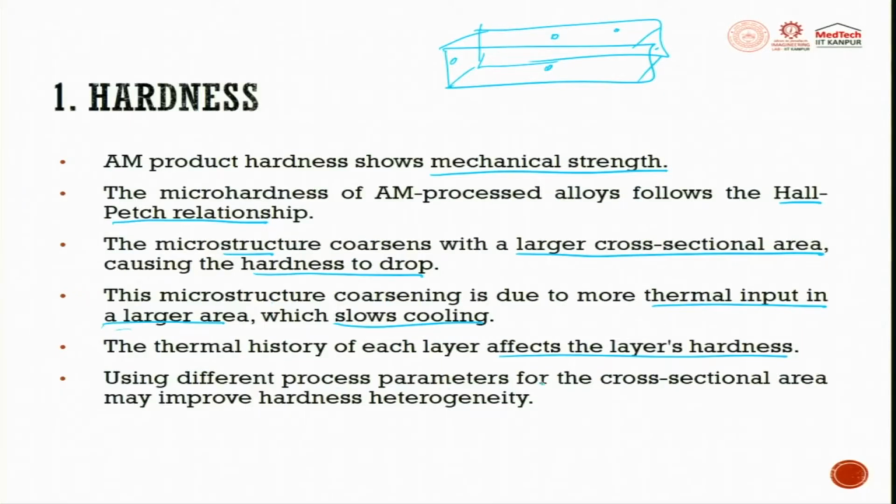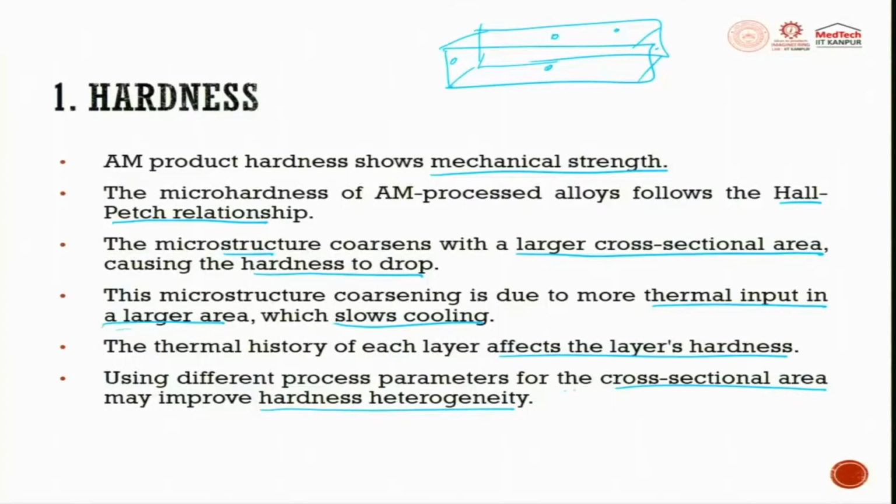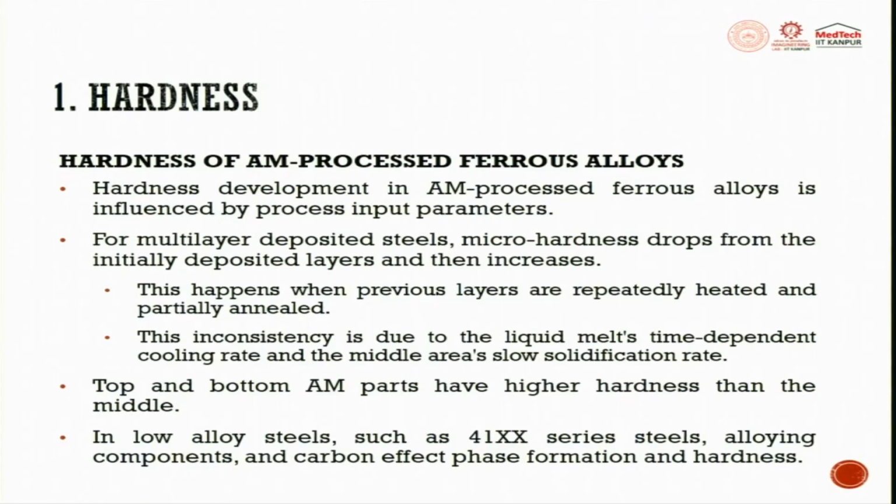Using different process parameters for the cross section area may improve hardness heterogeneity. So, maybe the outer layer is done with a different feed rate, and internal hatching will be done at a different speed and power. That is what it says: using different process parameters for the cross section area may improve the hardness heterogeneity. Hardness developed in additive manufactured ferrous alloy is influenced by the process input parameters of additive manufacturing.